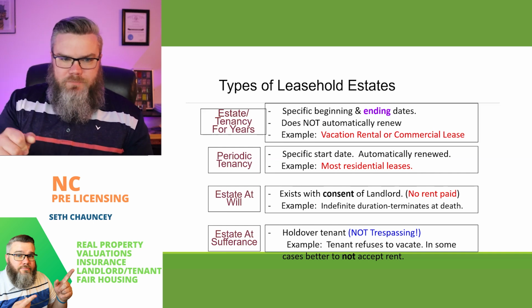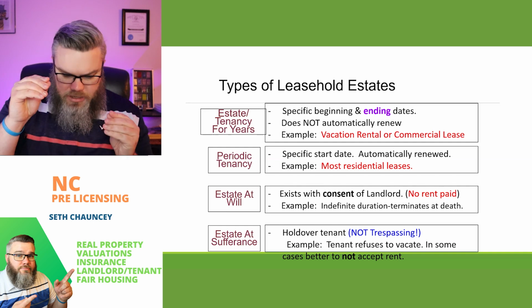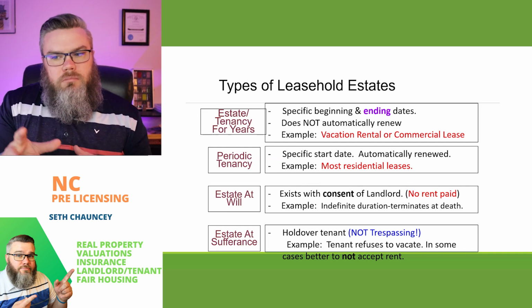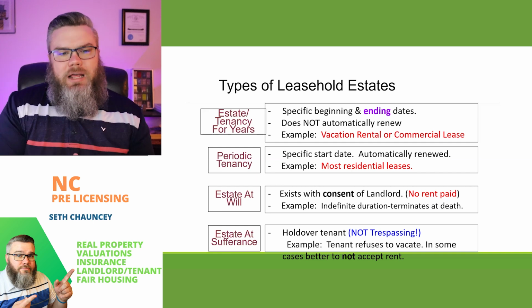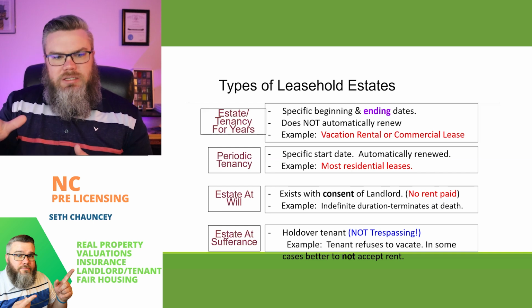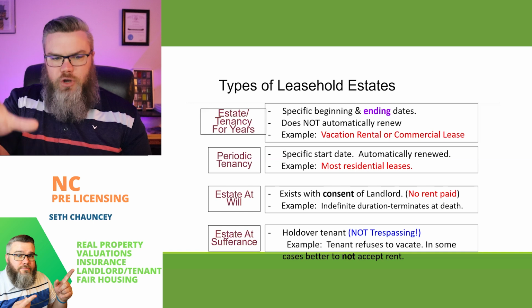Periodic tenancy, also sometimes called an estate from period to period, is basically when you have a renewal that is built into it. It will automatically renew in some way, shape, or form. Most residential leases do this. So you'll sign a 1-year lease, and it typically will require some type of notice.